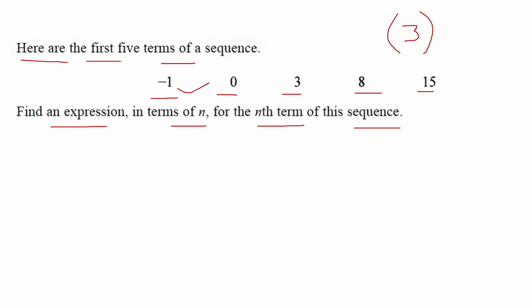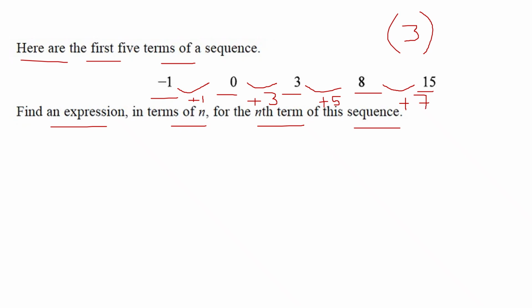From -1 to 0, we add 1. From 0 to 3, we add 3, sorry, I don't know why I said 2. From 3 to 8, we add 5. And from 8 to 15, we add 7. So it's going up by a different amount each time.